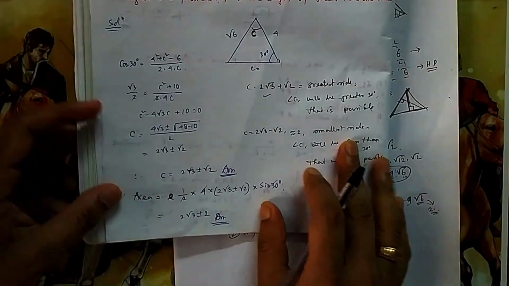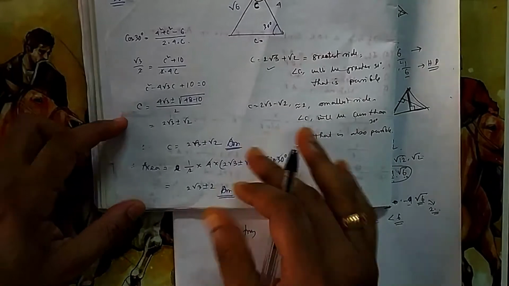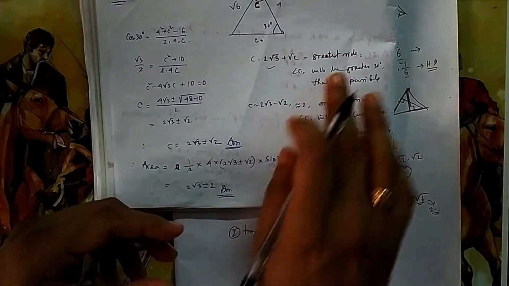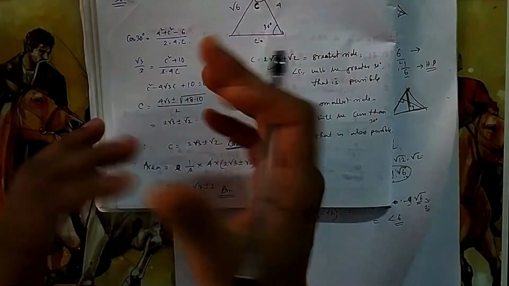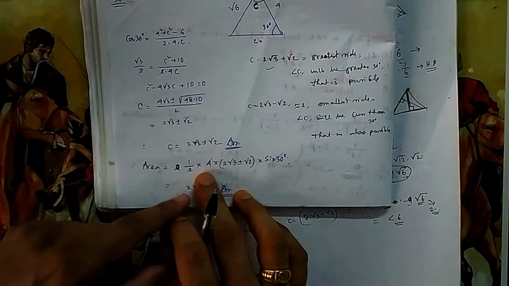The sum of these 3 should not go beyond 180. 2 angles should not go more than 90. So only one angle can go more than 90. This condition you have to check. That's why I have checked with the angles. But here both are satisfying. One can be greater than 30, and one can be smaller than 30. That is also possible. Area is half height into base.